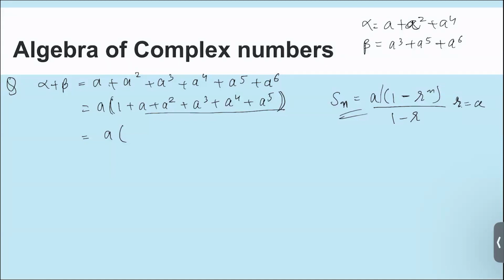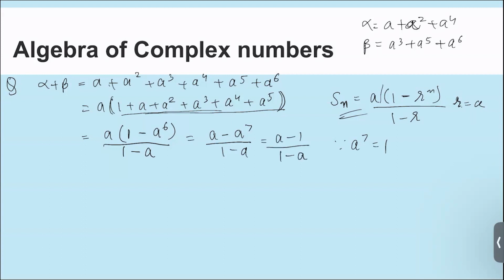Okay, there are 6 terms, so the number of terms becomes your n. So you can write it in the form of a raised to 6 over 1 minus a in the denominator. Now if you get the a inside, you are remaining with a raised to 7 over 1 minus a. Since we already know a raised to 7 is equal to 1, you have a minus 1 upon 1 minus a.